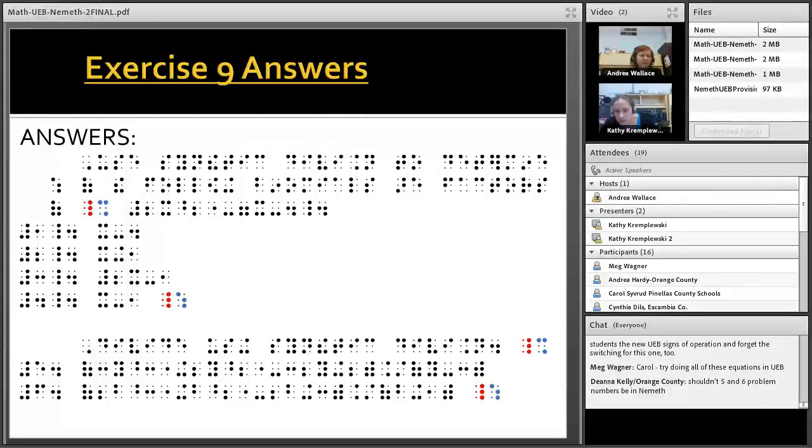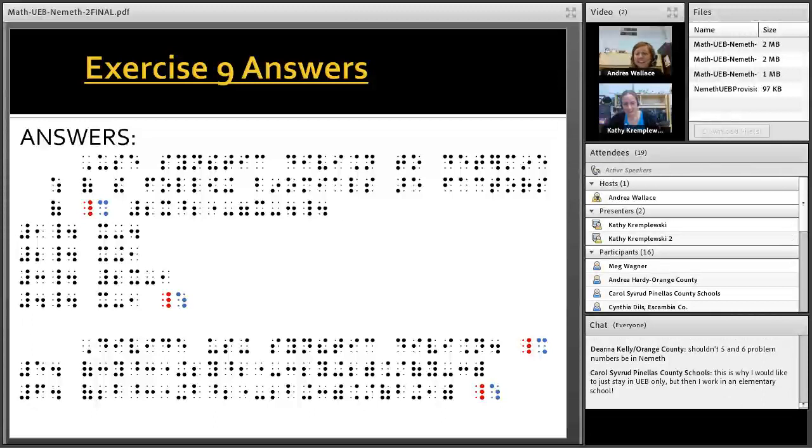Shouldn't 5 and 6 numbers be in Nemeth? Oh, yep. It was pretty late by the time I got to this one, and as I said, my hardest thing has been switching back and forth between doing math in Nemeth and math in UEB. My brain is just having all kinds of issues with going in and out of both of them. Apparently I did the worst proofreading job ever. Sorry about that. But that is correct. Yes, they should be in Nemeth. Thanks, Tina.